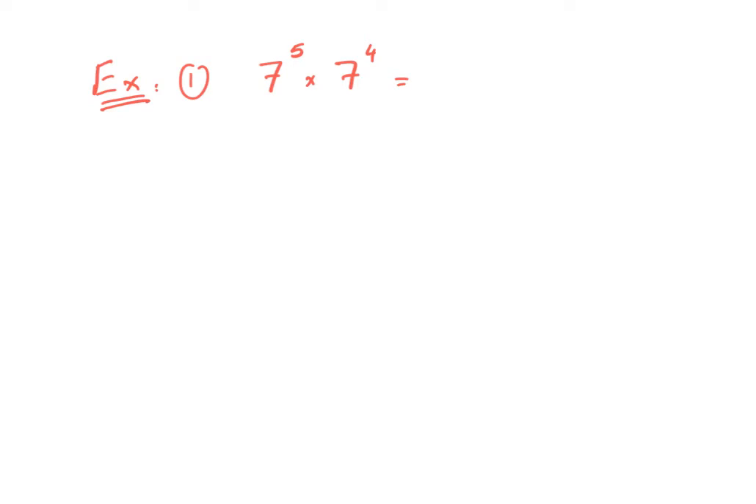So let's take this example here for the product rule of exponents. We have 7 to the 5th power times 7 to the 4th power. Now, as we know for the product rule, when multiplying like bases, here we have like bases, as you can see, 7 is the same base. So we're going to keep the same base, which is 7, and then we will add the exponents. So it's going to be 5 plus 4, and the answer would be 7 to the 9th power.